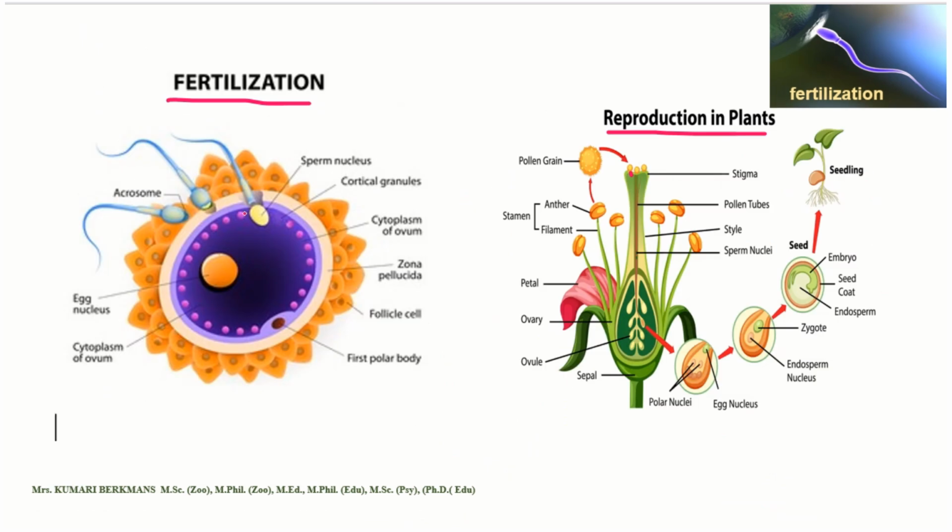Coming to this one, this is fertilization. How does fertilization take place? The sperm pierces the membrane of the ovum, and it releases its nucleus.